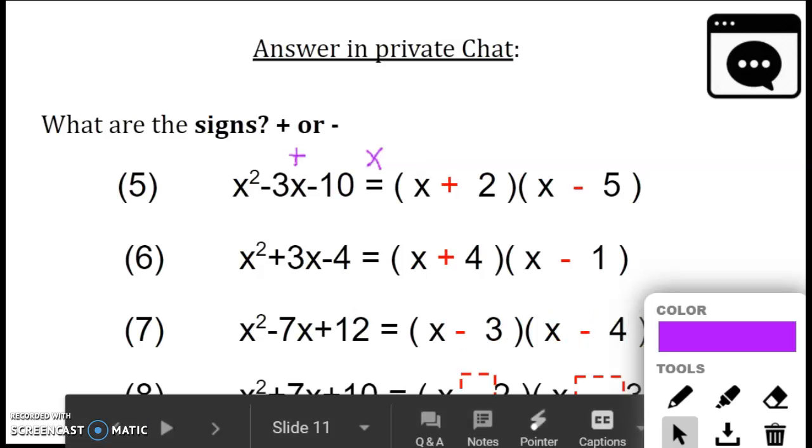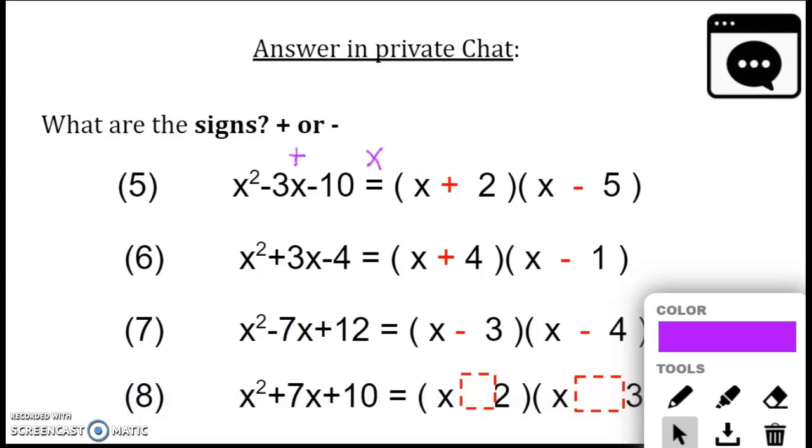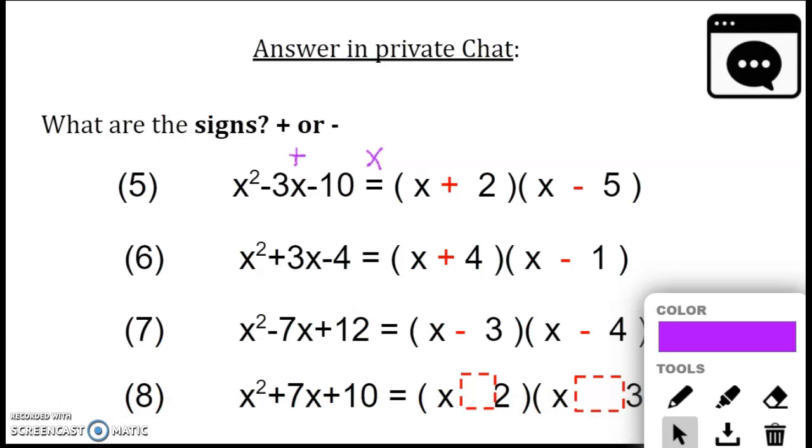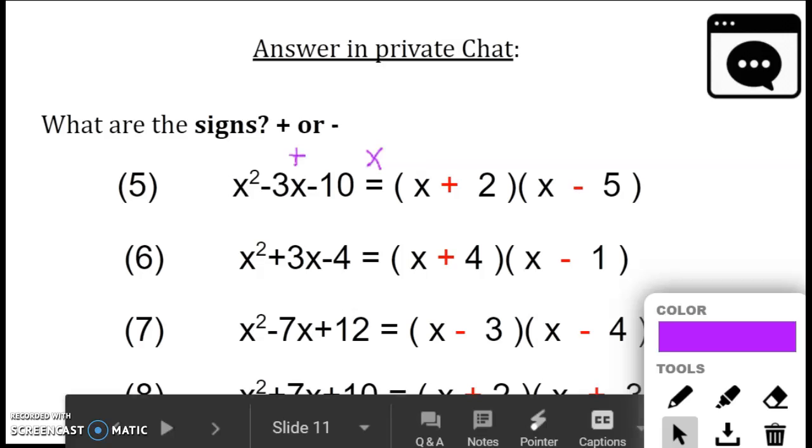And then finally, if you have this problem, x squared plus 7x plus 10. The only way we can get positive 10 as the product is by having positive positive or negative negative, but we want the sum to be positive 7. So the only way we can get that is by having positive positive for both of them.